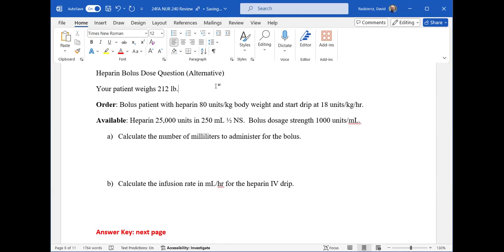So let's do a 220 pound patient. Keep it simple. All right. So a 220 pound patient is the same thing as saying 100 kilograms.